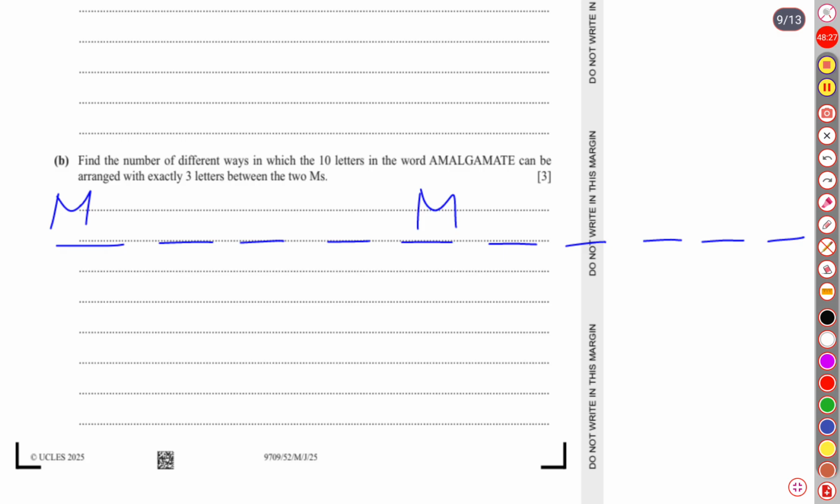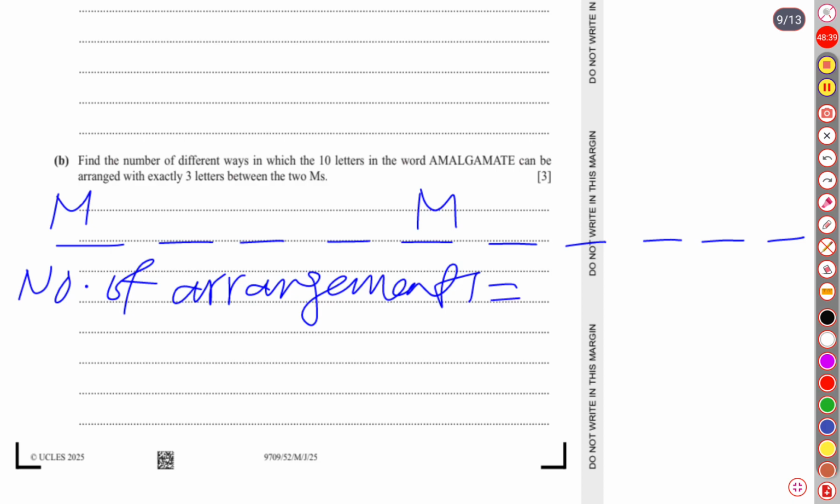Okay, so the number of arrangements is equal to, total there are 8 letters left. They can be arranged in 8 factorial ways, and among these 8 letters there are 4 a's, so we will have to divide by 4 factorial.